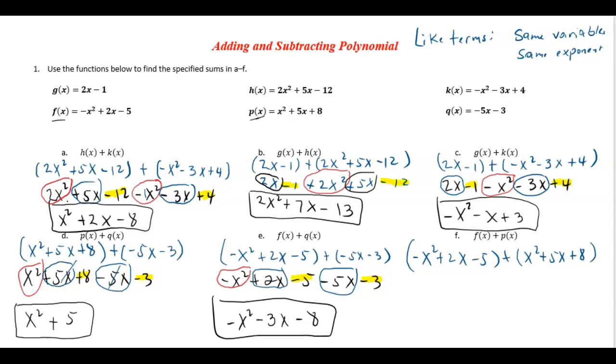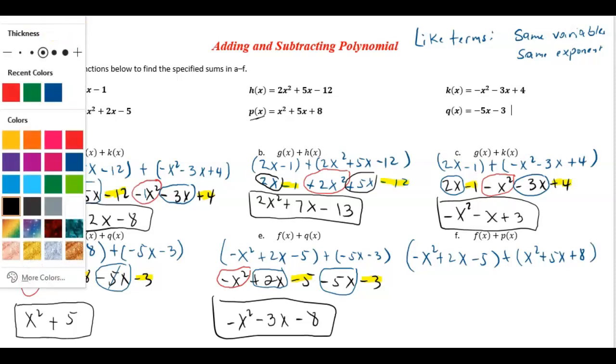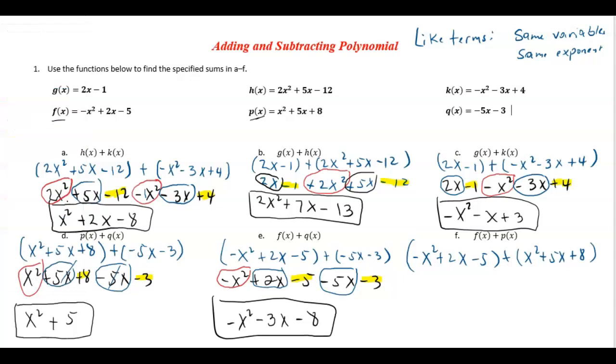Okay, so I'm going to rewrite this without the parentheses. So I'm going to have negative x squared plus 2x minus 5 plus x squared. Okay, that x squared is positive, plus 5x plus 8. Okay, now we are ready to combine like terms.